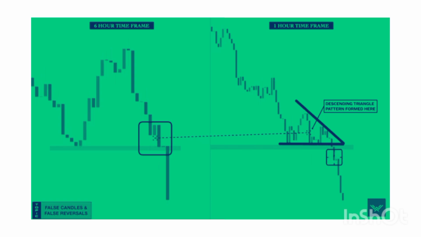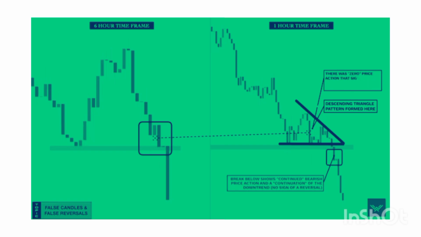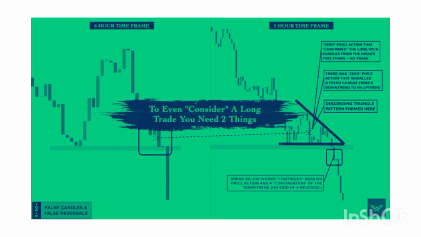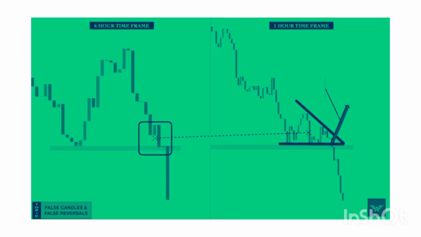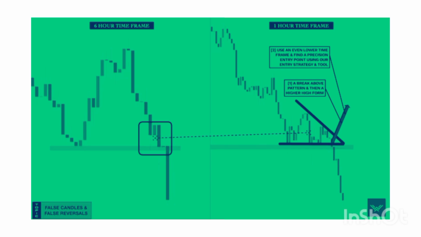Price broke below the pattern, which is price action that signals a trend continuation of a downtrend. There was zero price action that signaled a reversal, and zero price action that confirmed the long wick candles from the higher time frame, meaning there was no trade long. For you to consider a long trade entry against the strong downtrend, you would need two things. 1. A break above the pattern and a higher high, and 2. After you had the trend change confirmation, to go to the even lower time frames to identify a precision entry point that maximizes gains and limits risk. So let's show this again.